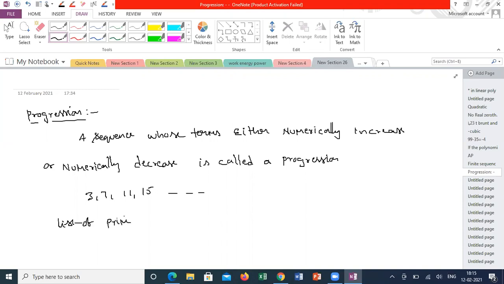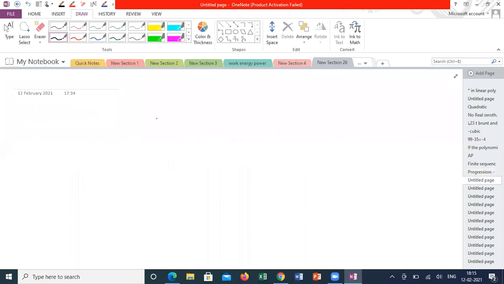The list of the prime numbers is also a sequence, but we can't give any relation. So far, no one has developed a relation for the sequence of the prime numbers. Next one, 1 by 2, 1 by 5, 1 by 8. This is what kind of progression? Increasing or decreasing? Decreasing.